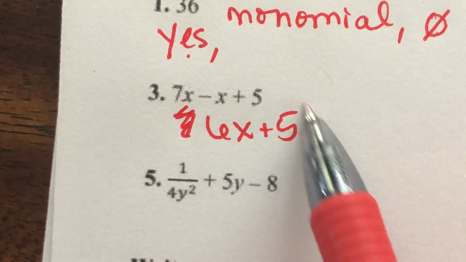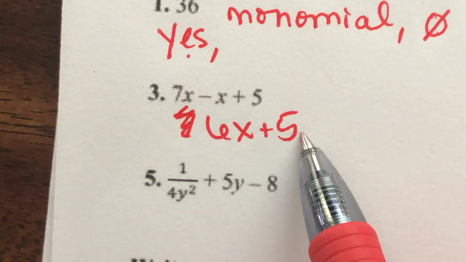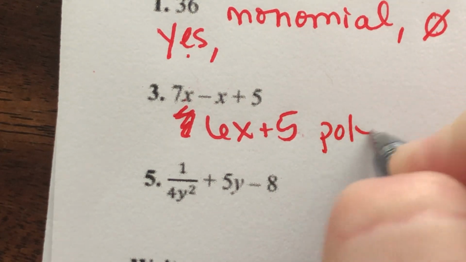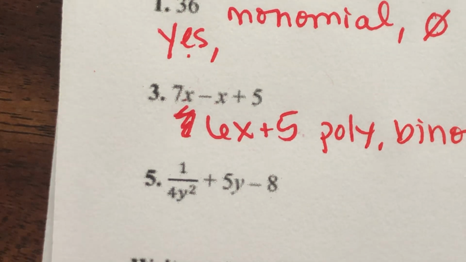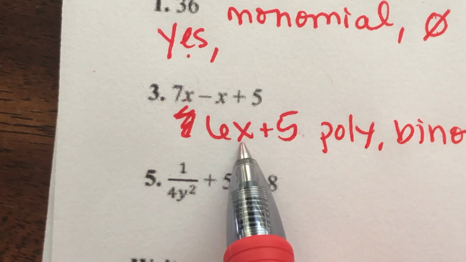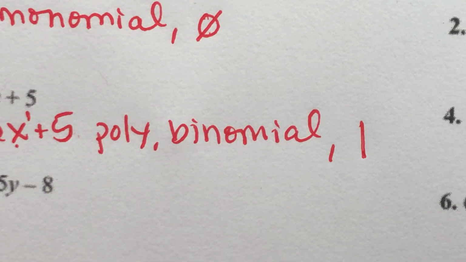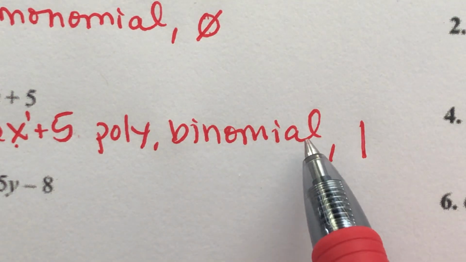Okay, so here's my simplified polynomial. It's got 2 terms, so this is a binomial. It is a polynomial, it's a binomial, and it has a degree of what? This has a degree of 0 because there's no variables. This has a variable with an exponent of 1, so it has a degree of 1. Just write 1 at the end. I'm going to say, is it a polynomial, yes or no? What kind is it? And what's the degree?